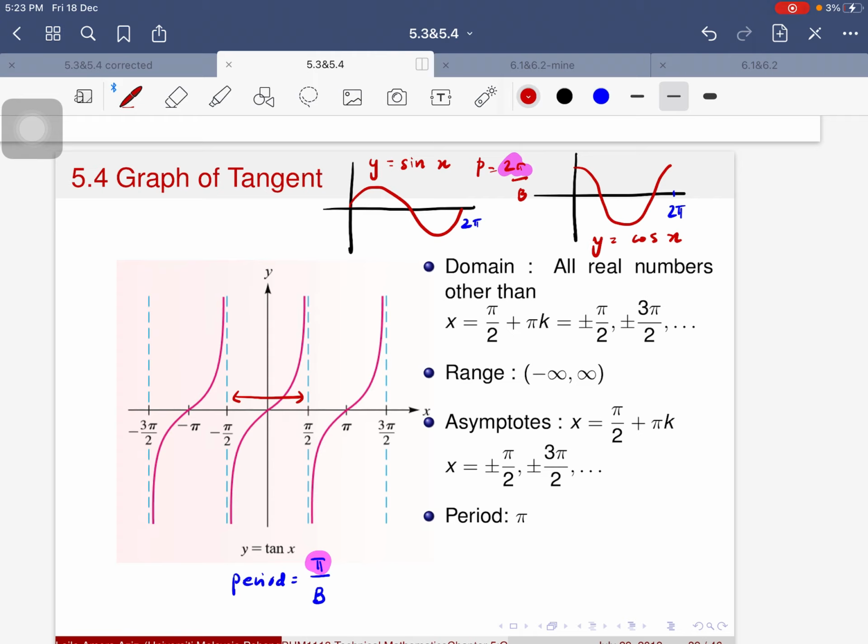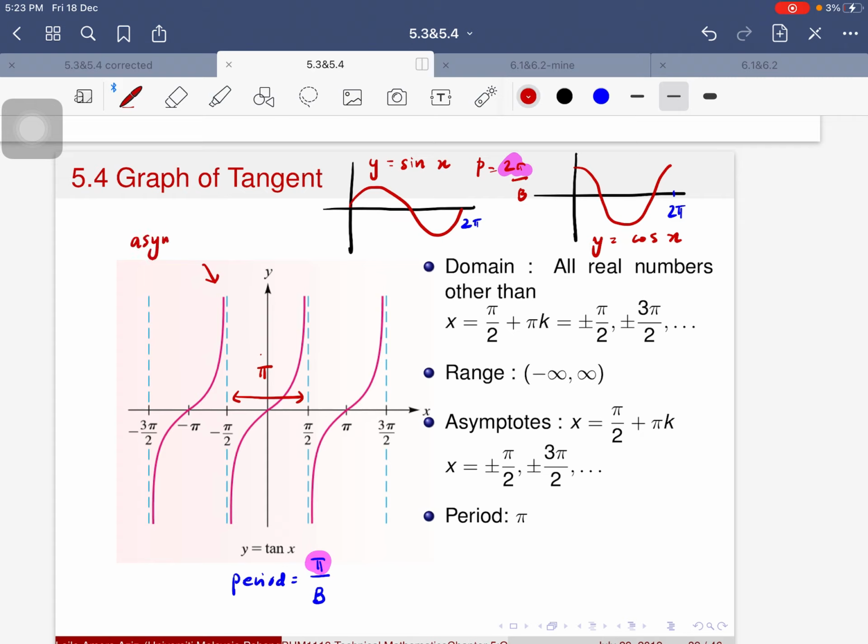If you have a look over here, this is going to be one period of the tangent graph, so it covers from negative pi over 2 to pi over 2. That is a distance of pi over 2 plus pi over 2, which is going to equal pi. So the distance between those two asymptotes is pi.